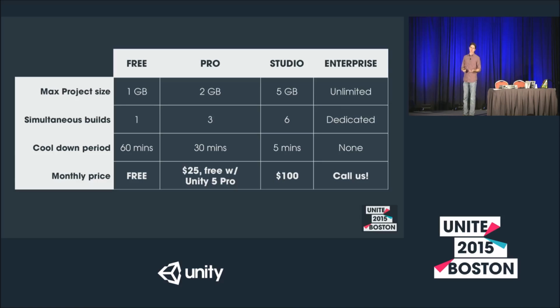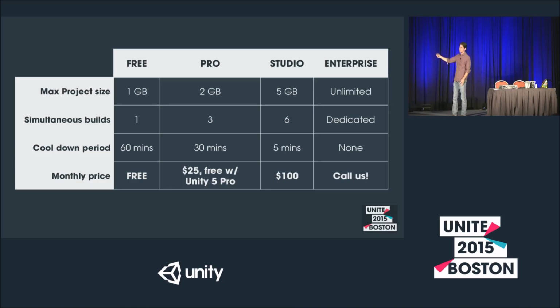If you have Unity 5 Pro, you get Cloud Build Pro for free, and there's a 2 gigabyte project size limit for that tier. It'll do 3 builds at the same time. So that means if you hit that Start Builds button, it'll kick off the first 3 build targets that you've configured and process all those simultaneously, and then it'll wait 30 minutes and then do another 3. That's normally $25 a month if you don't have Unity 5 Pro, but if you have Unity 5 Pro, it's completely free.